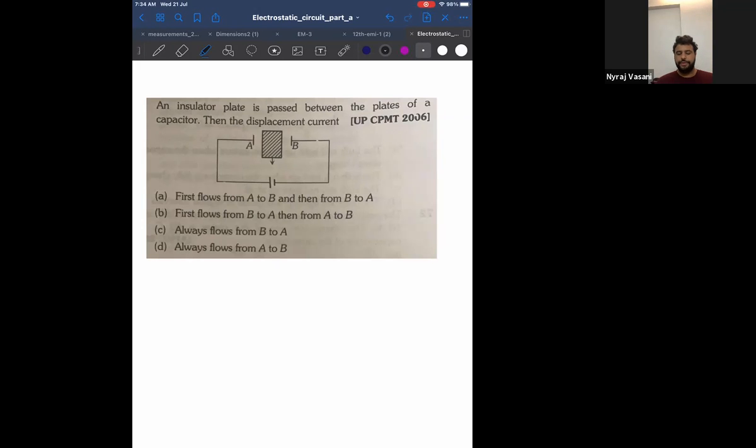Give me the answer, quick. At least try to understand and guess and give me the answer. What should be for this particular question?